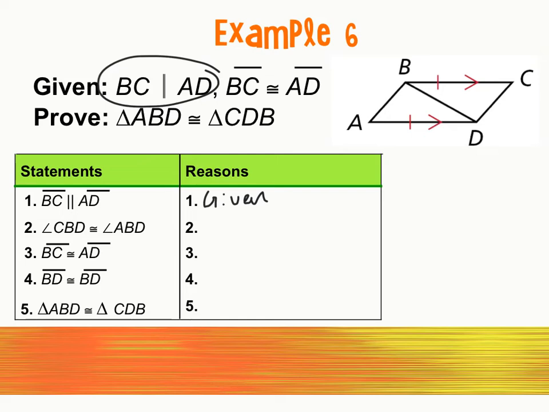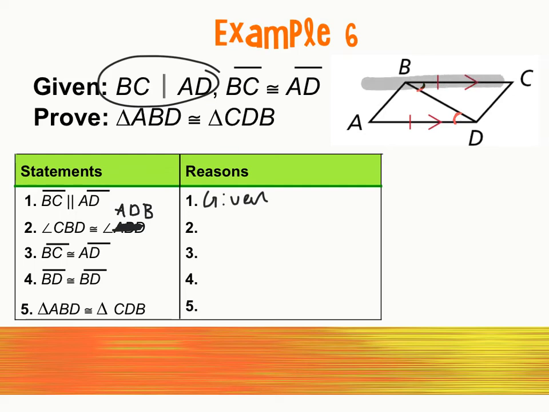So our statement number 2 says that angle CBD is congruent to angle ABD. This is a typo, and it's supposed to read that angle CBD is congruent to angle ADB. So we're looking at CBD, this angle, and ADB, this angle. So we need to know why these two angles are congruent.